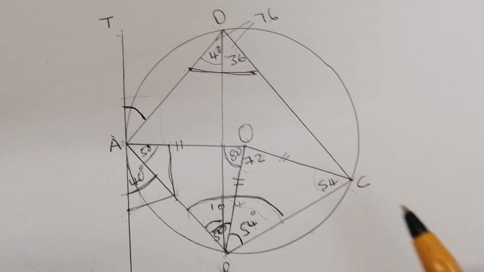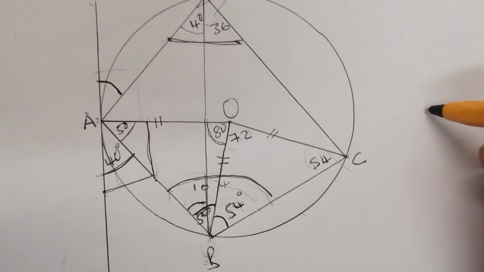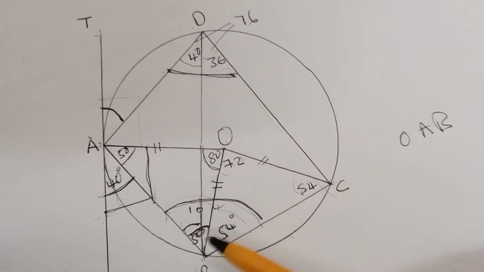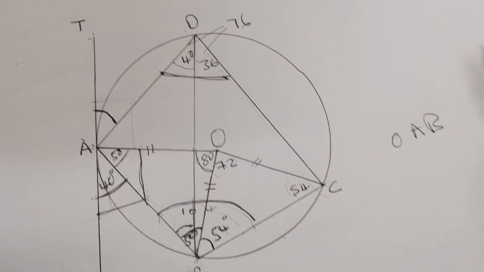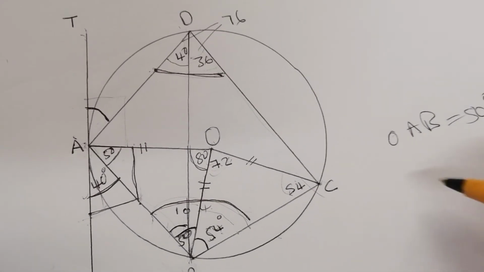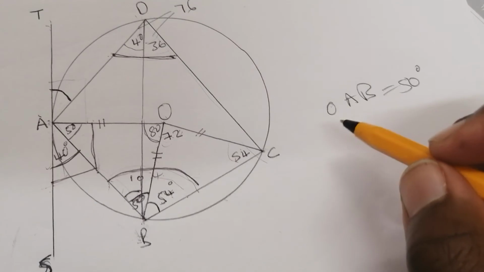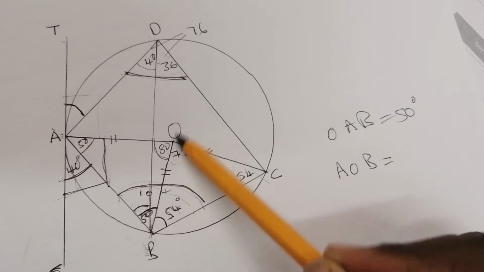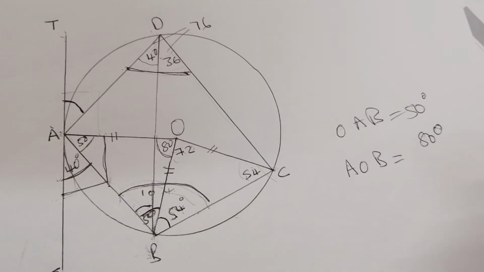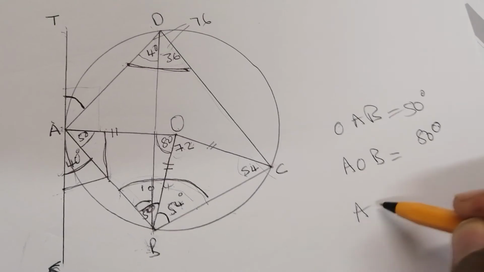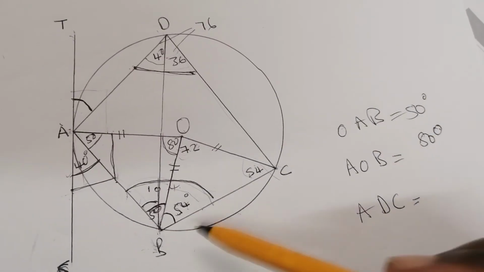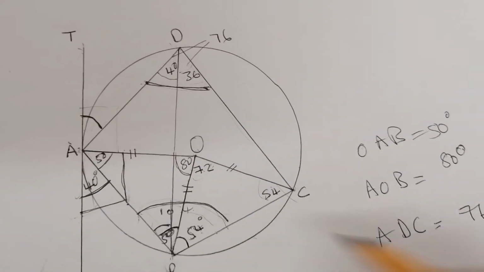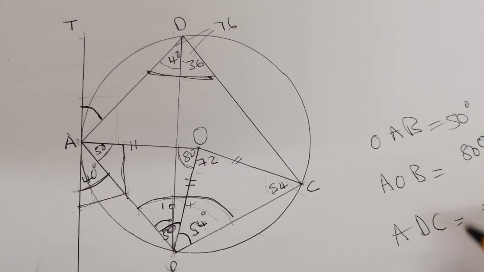So now we can answer. The question wants OAB: it's 50 degrees. That's one. Then the question also wants ABC: ABC is 80 degrees. That's another one. Then ADC is 76. It's rapid. If you can do this, it's easy.